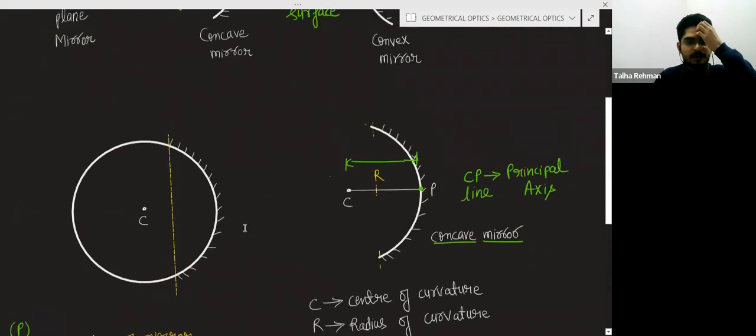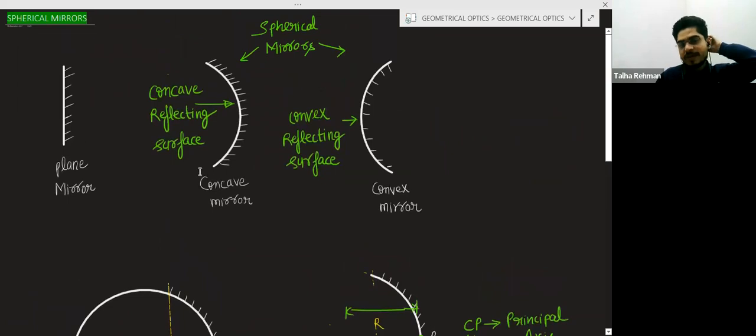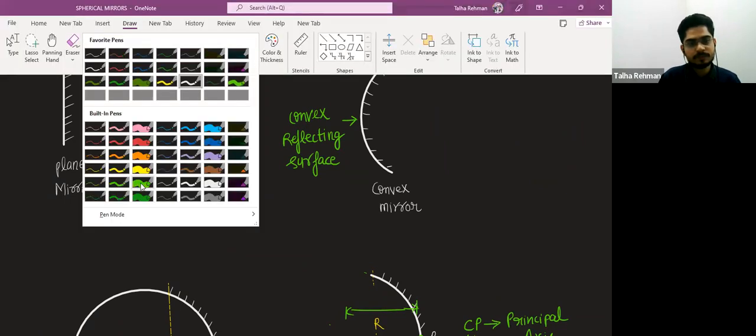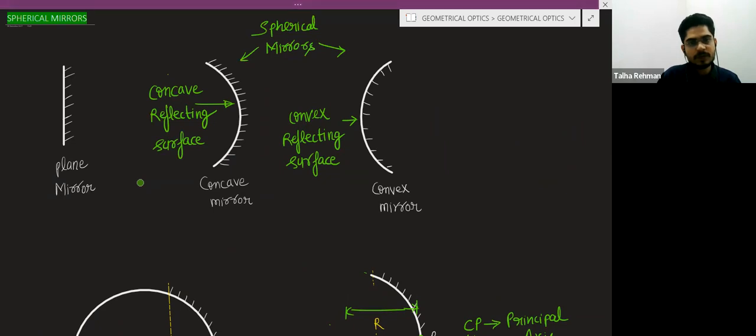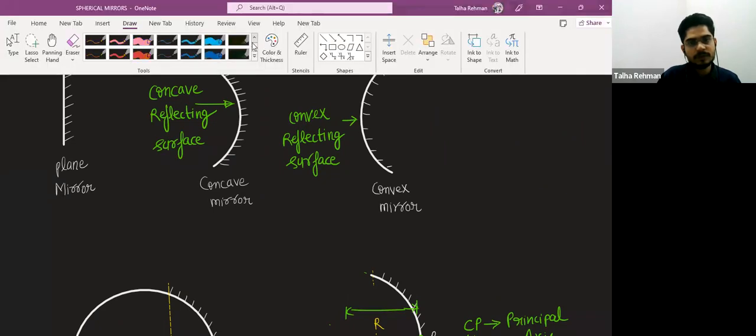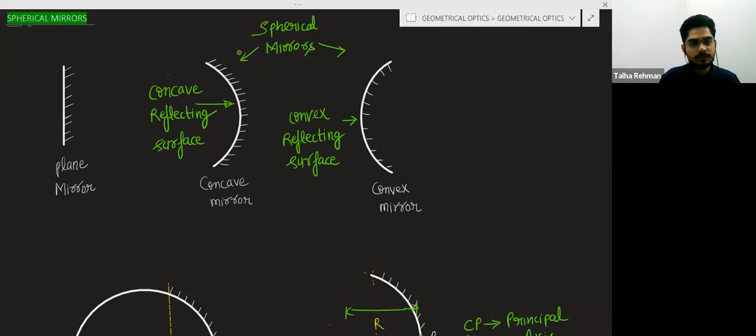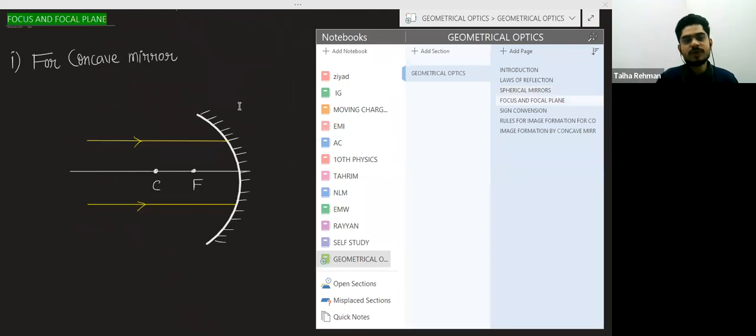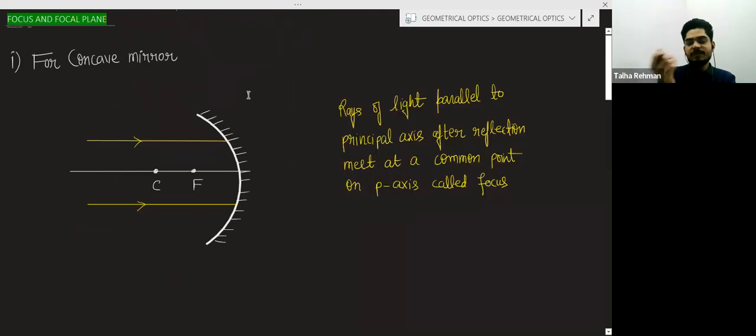So these are the spherical mirrors. Spherical mirrors are of two types. First is concave, another is convex. And this is a plane mirror. So this is finished now. After that, we will discuss focus.